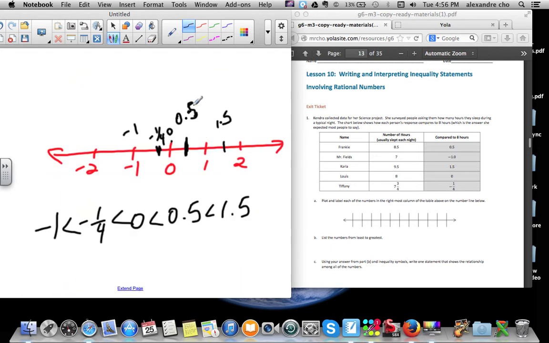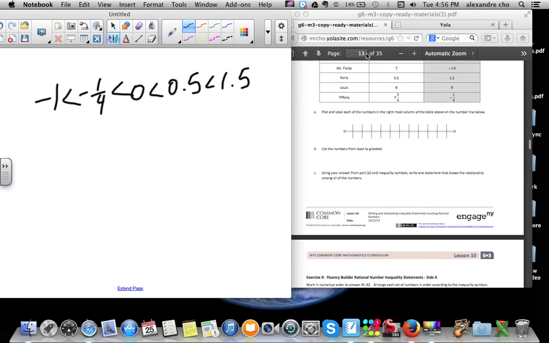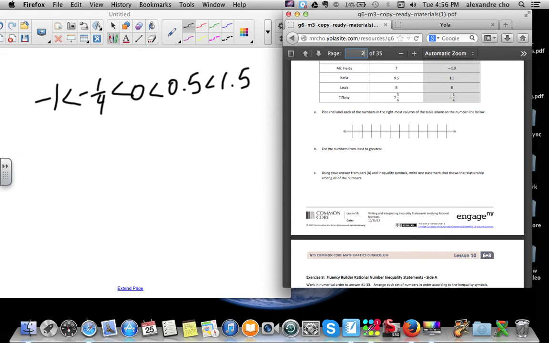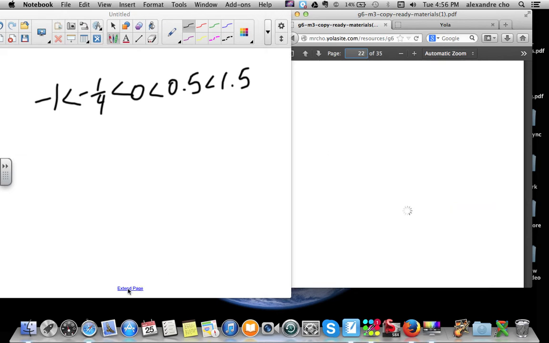En la próxima página, la página 22. Yep, page 22. Wow, that's all you got today? Really easy questions.